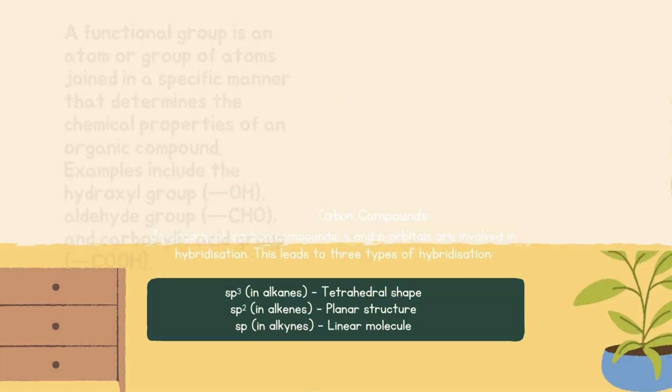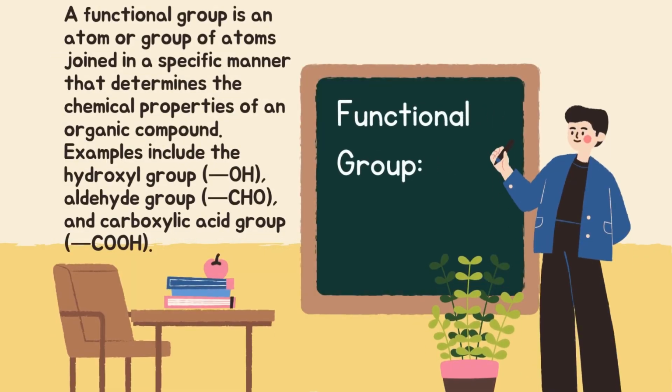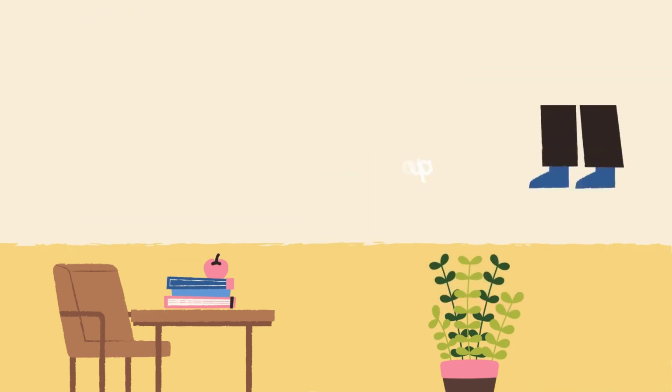linear molecule. Functional group. A functional group is an atom or group of atoms joined in a specific manner that determines the chemical properties of an organic compound. Examples include the hydroxyl group -OH, aldehyde group -CHO, and carboxylic acid group -COOH.